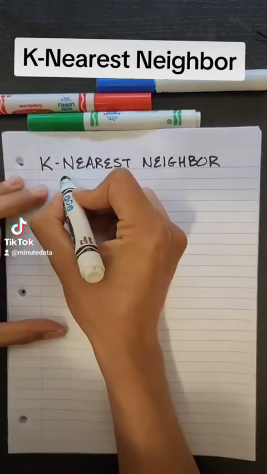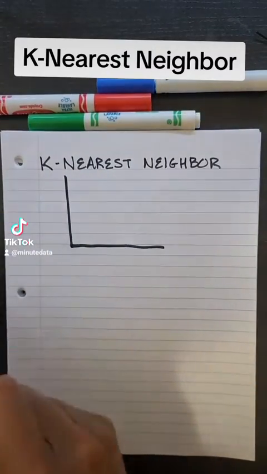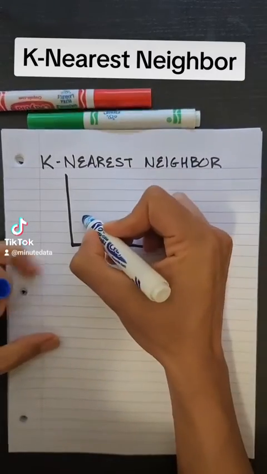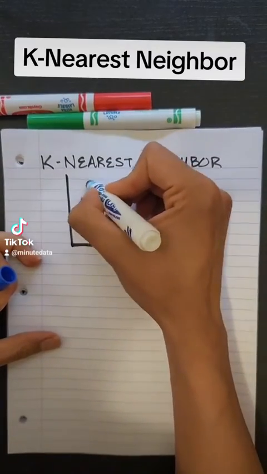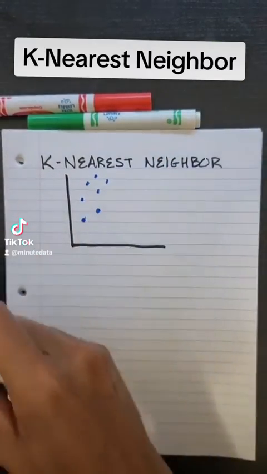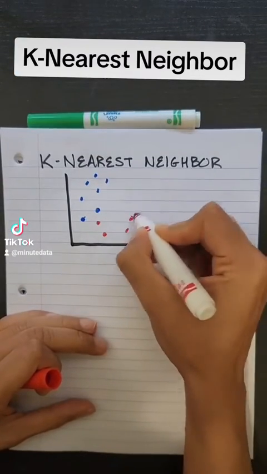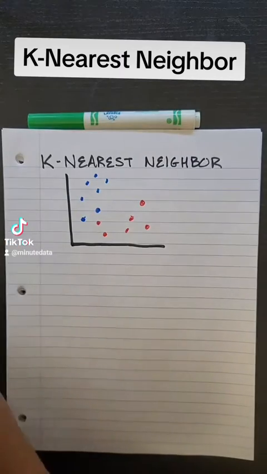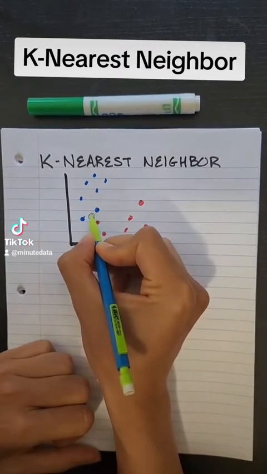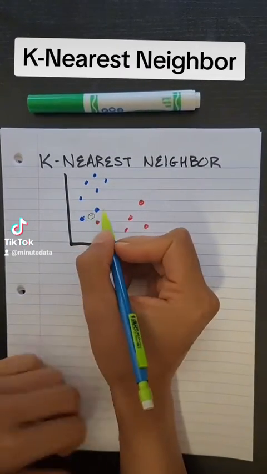K-nearest neighbor classification. Let's say we have two classes. We have the blue class and say a red class. And we're trying to predict this point here. Is this blue or is it red?